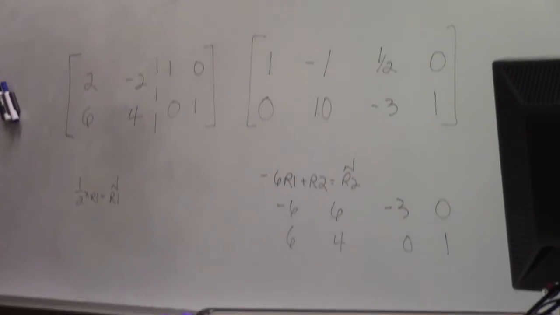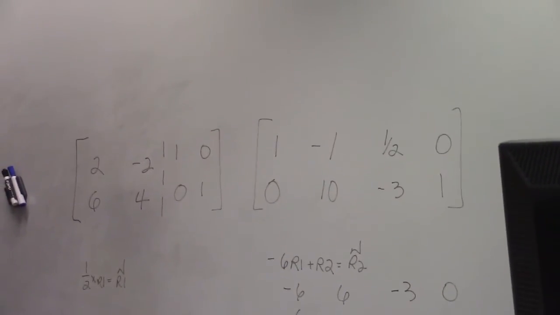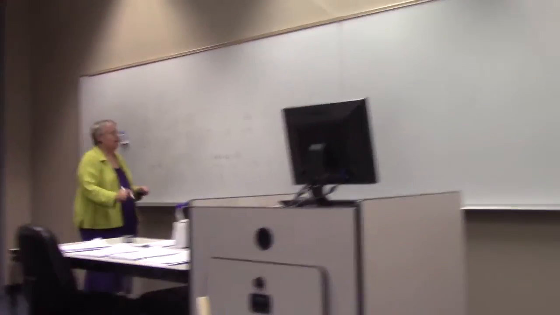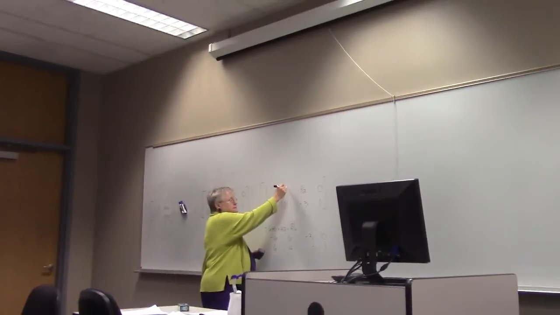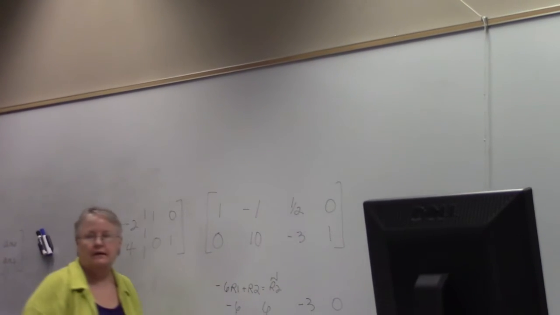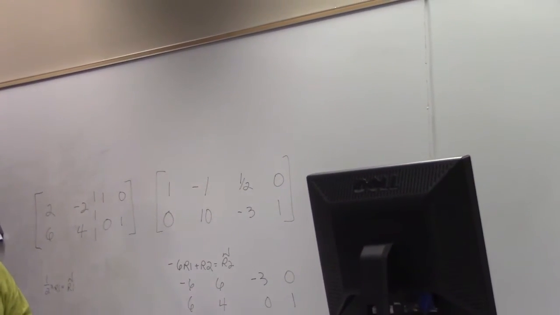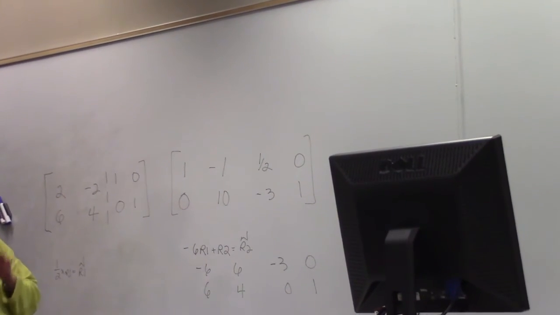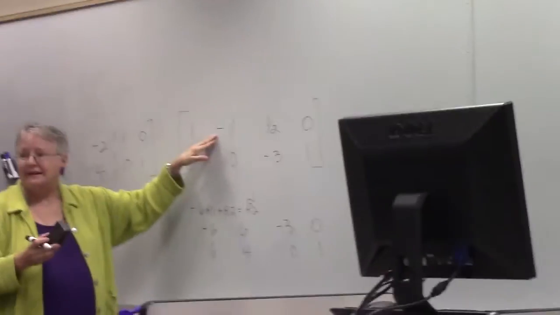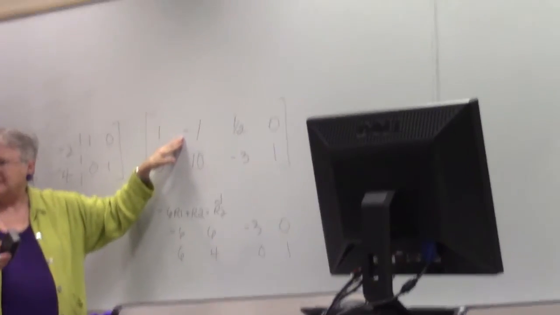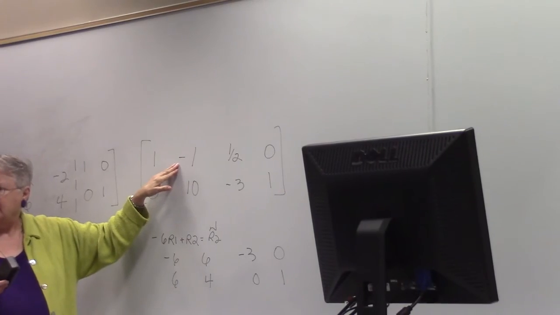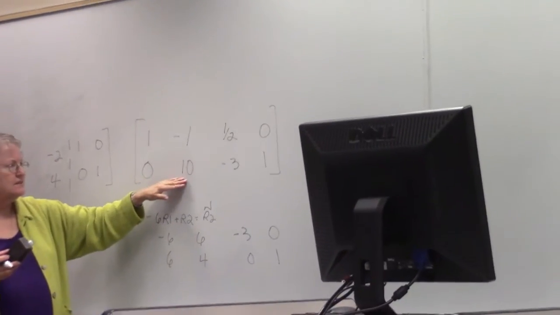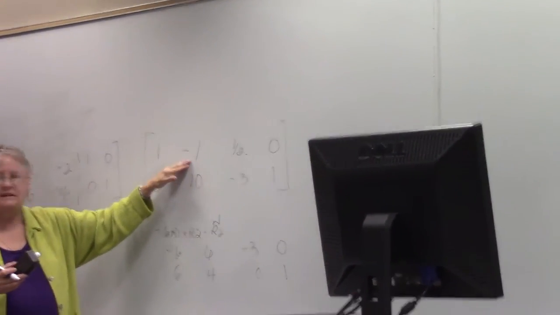What's the next step? You get 1, -1, 1/2, 0. I want to get a 0 right here. How can I get a 0 right there? Well, the problem is if I add these two, I'm going to get a 9 there, right? How could I do something to this row so that when I add it, I get a 0 there?